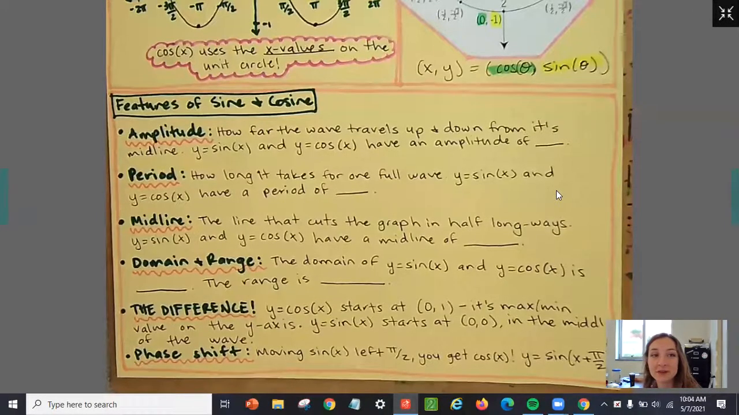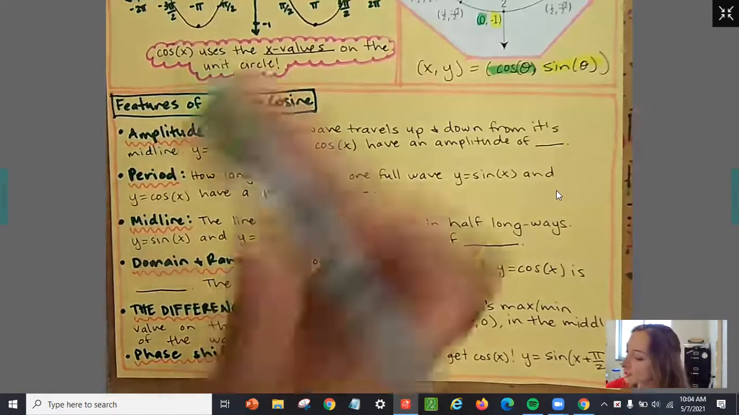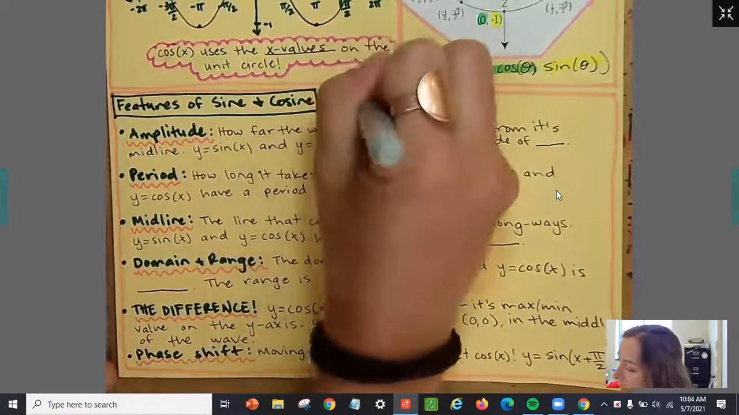Hello everyone, in this video we're going to be talking about the features of sine and cosine, and more specifically here we're going to be talking about the parent functions. So let's write this out.